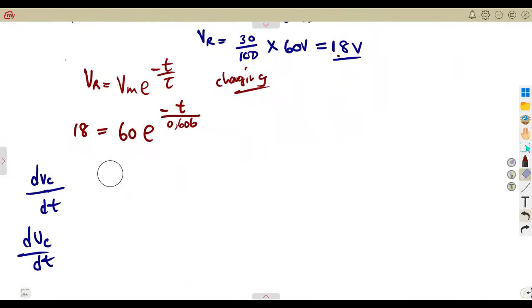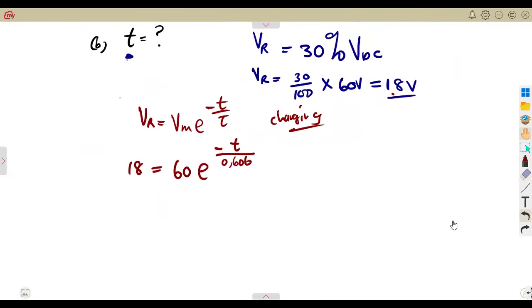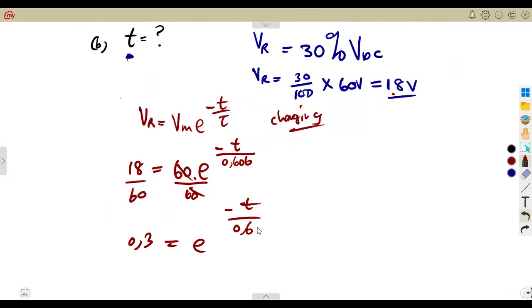I think we talked about a similar question where the exponent equation is to be considered, where the e is. Okay, let's get rid of the 60. There's nothing to do with this 60, guys. Just divide by this, the product. So simply divide by 60. That is going to give us 0.3 equal to e to the exponent of minus t over 0.606.